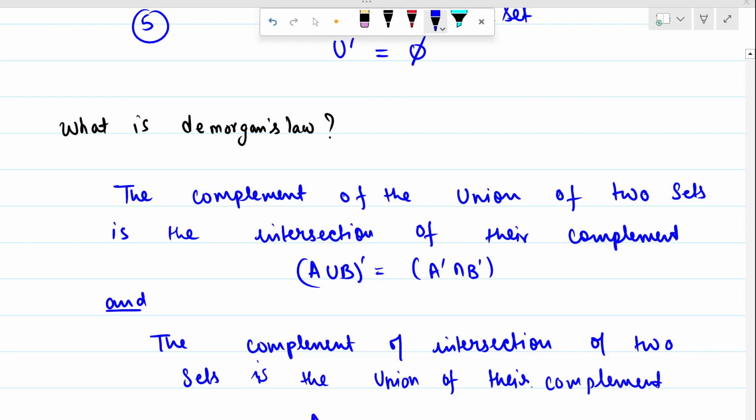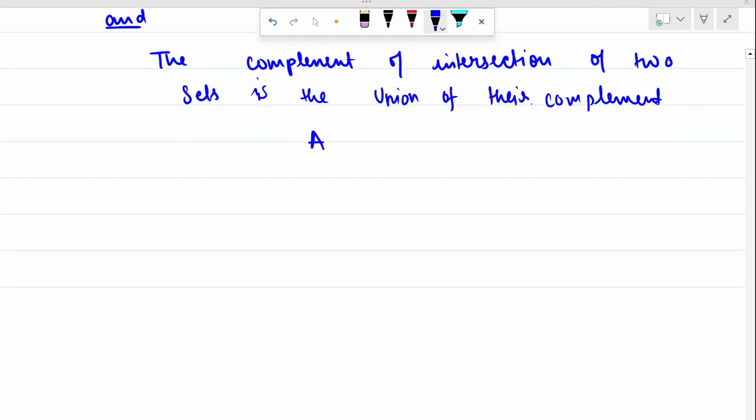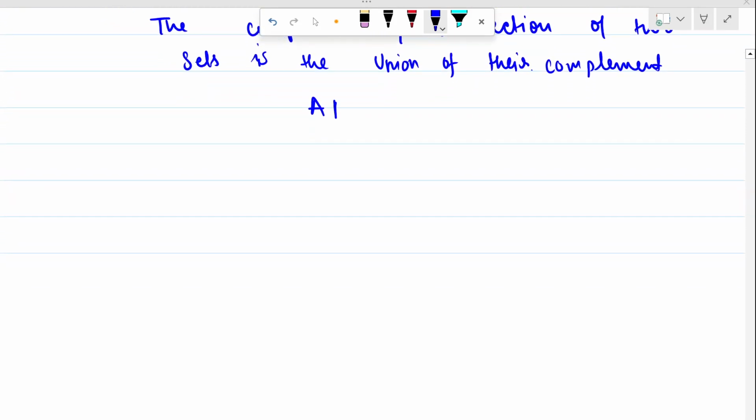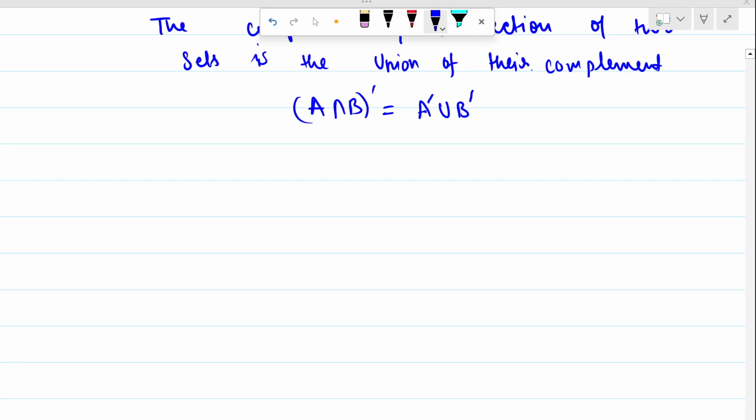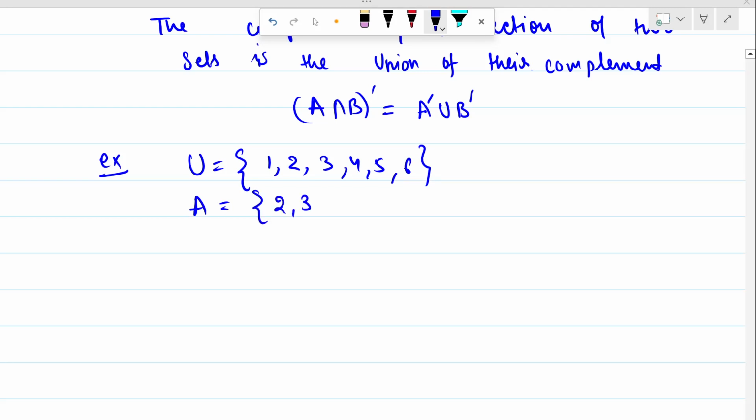So mathematically, A intersection B complement is equal to A complement union B complement. So we take an example to illustrate De Morgan's law. We take a universal set 1, 2, 3, 4, 5 and 6, and A is equal to 2, 3 and B is equal to 3, 4, 5.